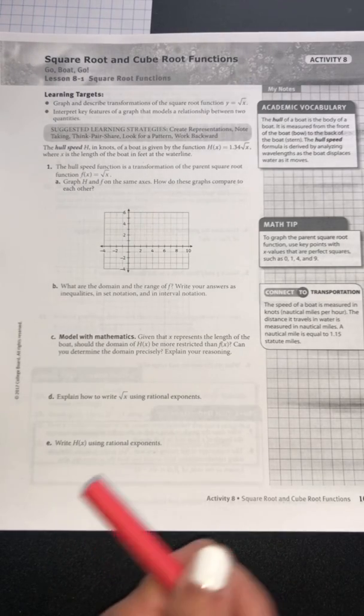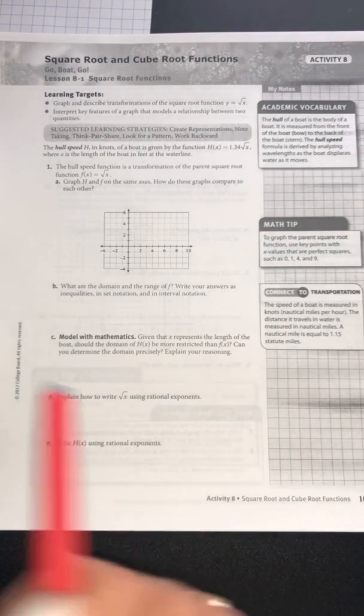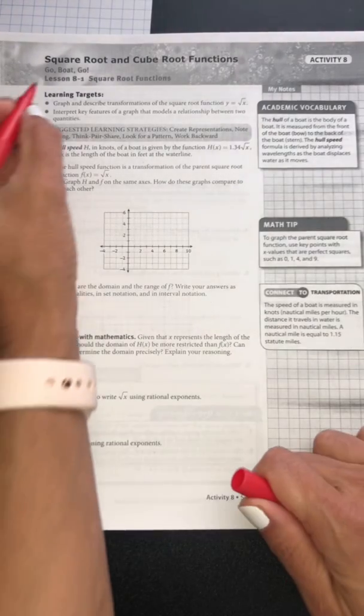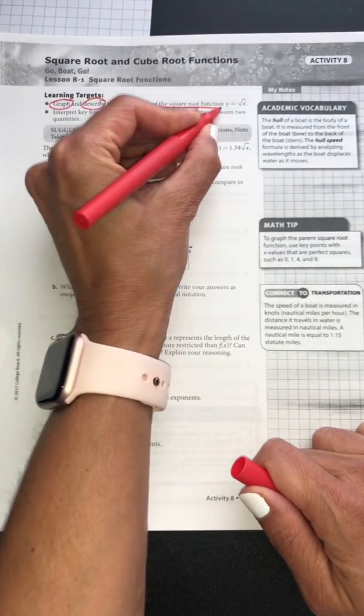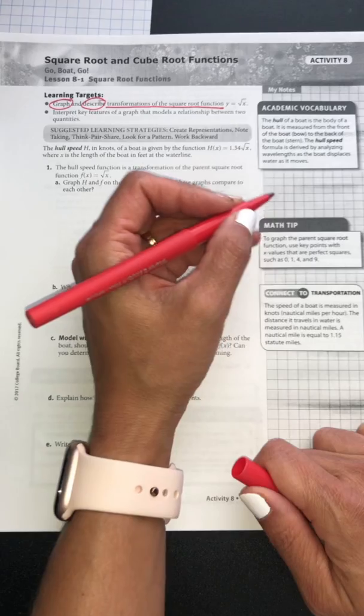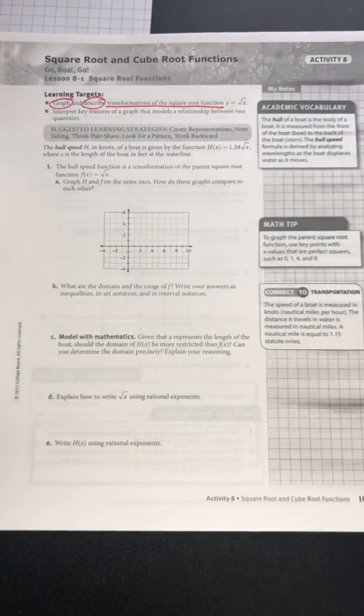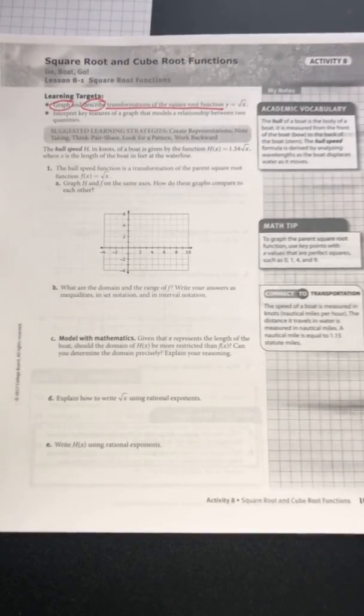That would be amazing. All right, so 8.1 square root functions. Now you're going to know how to graph these. Graph and describe transformations of the square root function y equals the square root of x. Y equals the square root of x. Let me get my highlighters. They're way over there. Is the parent function.